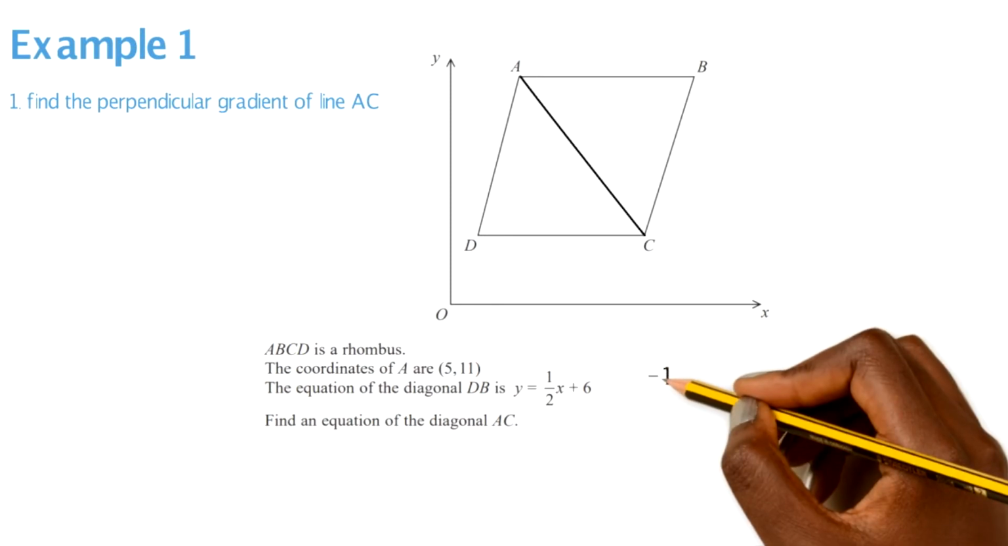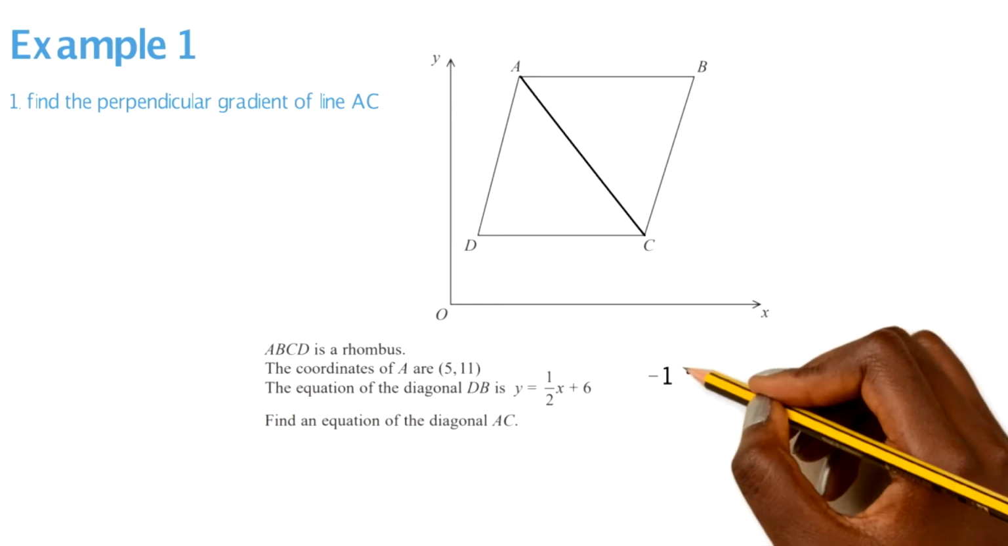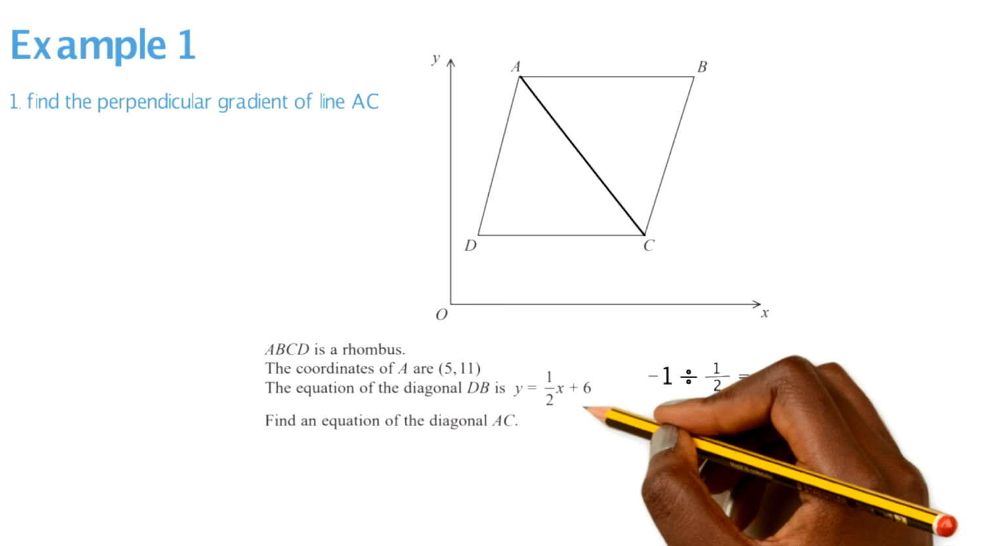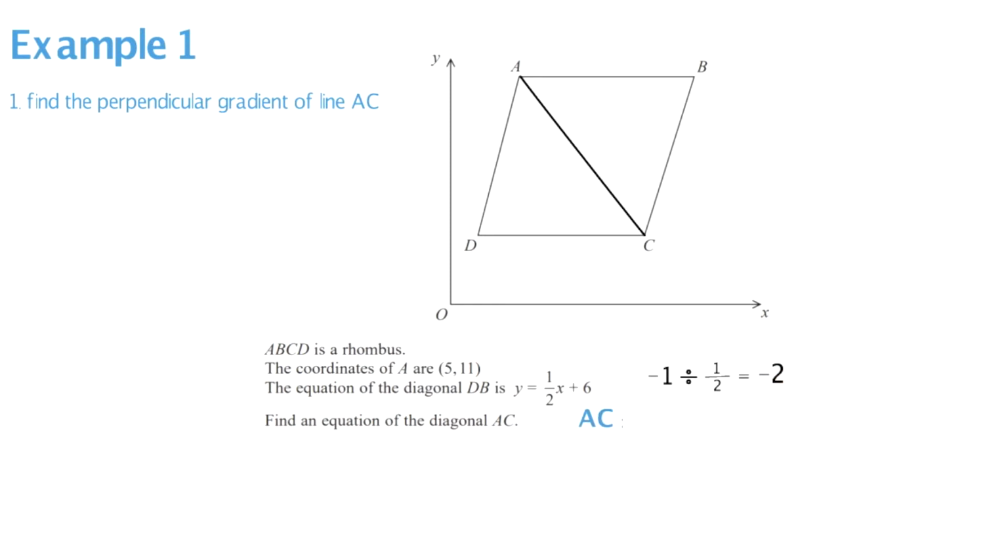We do that by doing -1 divided by the gradient of line DB, which it tells us is 1/2. So -1 divided by 1/2 leaves us with an answer of -2, also known as flipping it and sticking a negative in front. Now that we have our M, the gradient for line AC, we can fill in the gaps. Rather than y equals mx plus c, we can write y equals -2x plus c. But we still need to work out what c is.